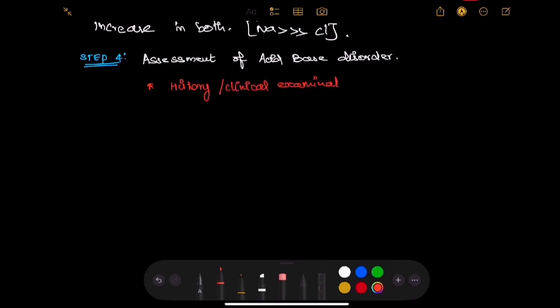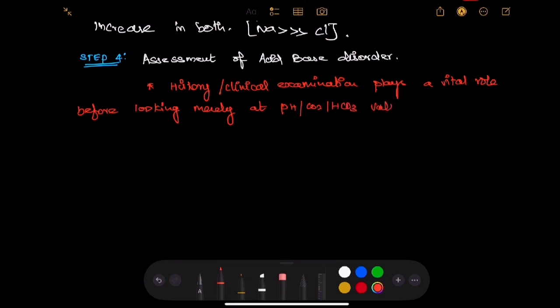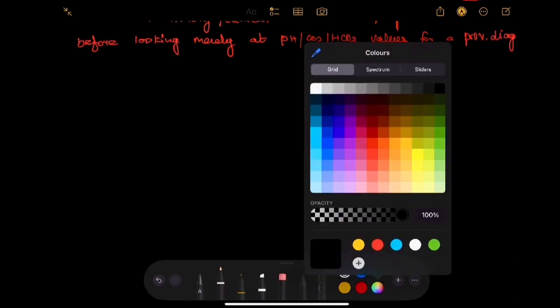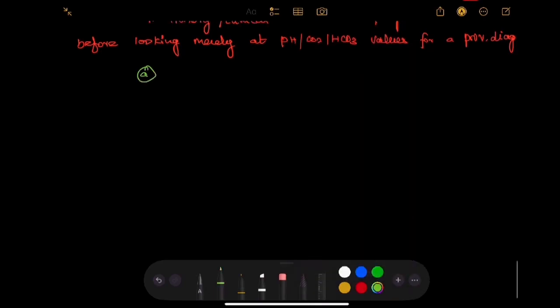Before going into the traditional method, the acid-base disorder should be evaluated against the background of proper history taking and clinical examination, which will play a vital role in arriving at a diagnosis. So the first step in assessing the acid-base disorder is to look at the pH. What is the pH? The normal pH ranges from 7.35 to 7.45. pH is nothing but the negative logarithm of H plus concentration.